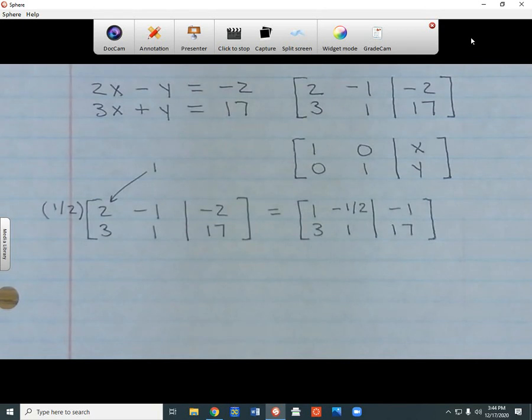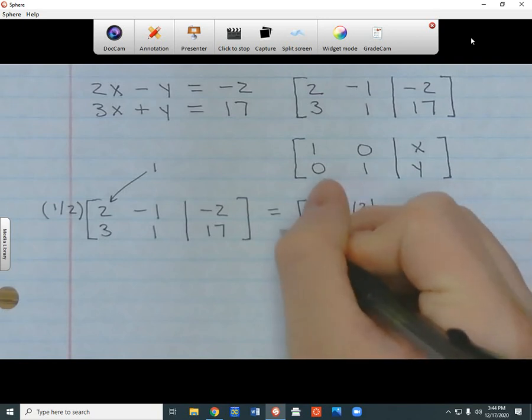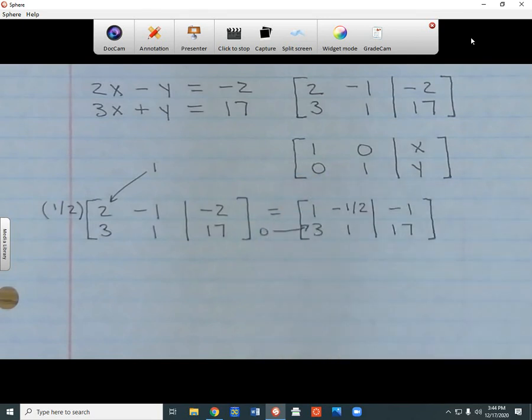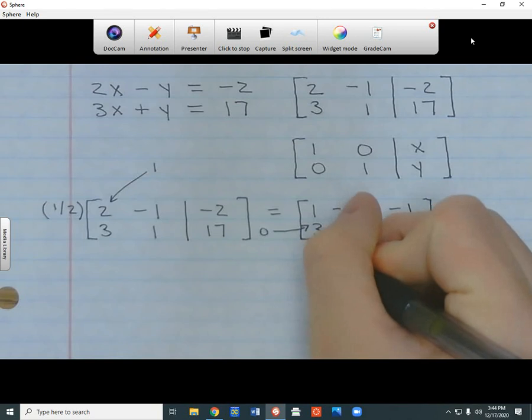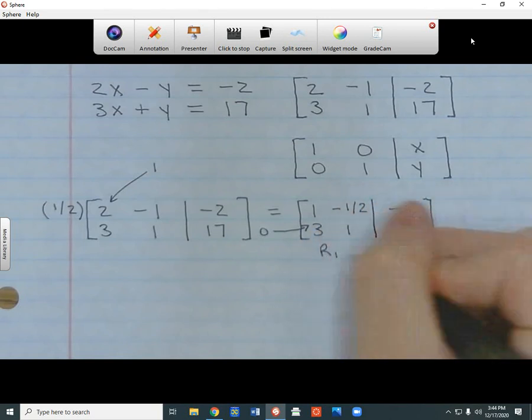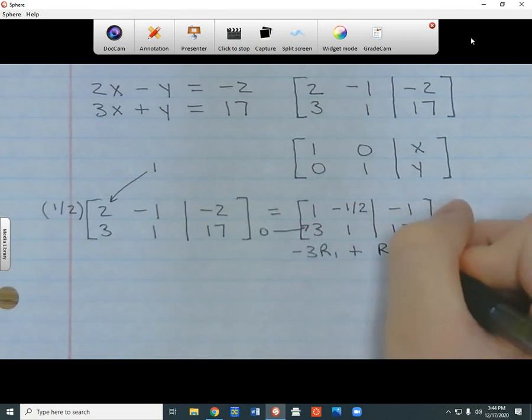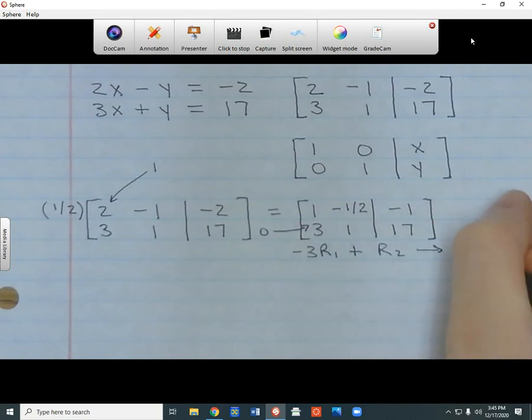The next thing I want to do is change the 3 into a 0. So I want to take this 3 and change it into a 0. How can I do that? Well, what I can do is multiply the top row by -3 and then add it to the second row. So I'm going to multiply row 1 by -3 and add it to row 2. And then I'm going to replace row 2 with that result.